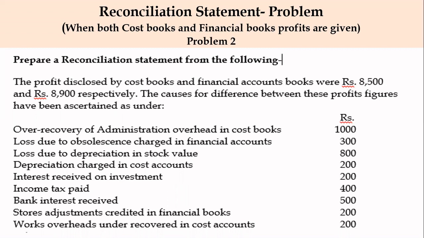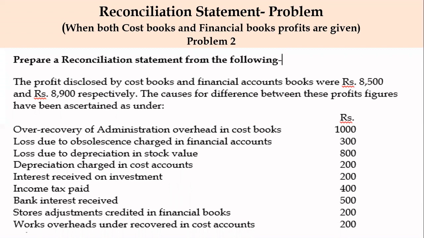Prepare a reconciliation statement from the following. The profit disclosed by cost books and financial books were rupees 8,500 and rupees 8,900 respectively. The causes for difference between these profit figures have been ascertained as under. Over recovery of administration overhead in cost books is 1,000. Loss due to obsolescence charged in financial accounts is rupees 300. Loss due to depreciation in stock value rupees 800.